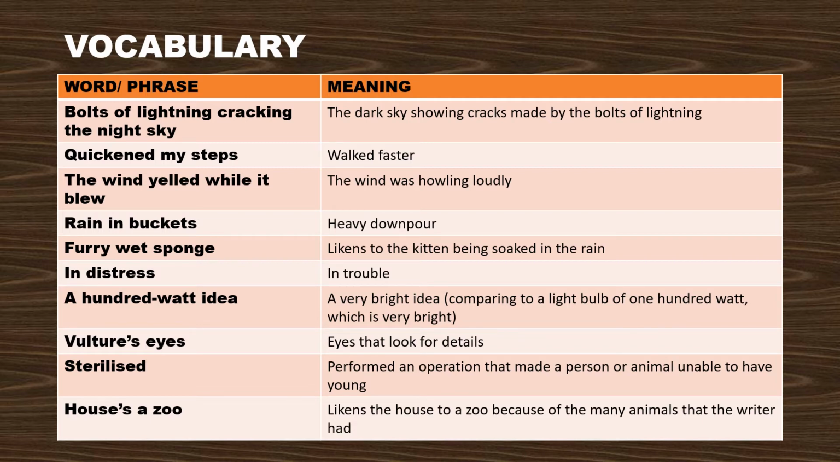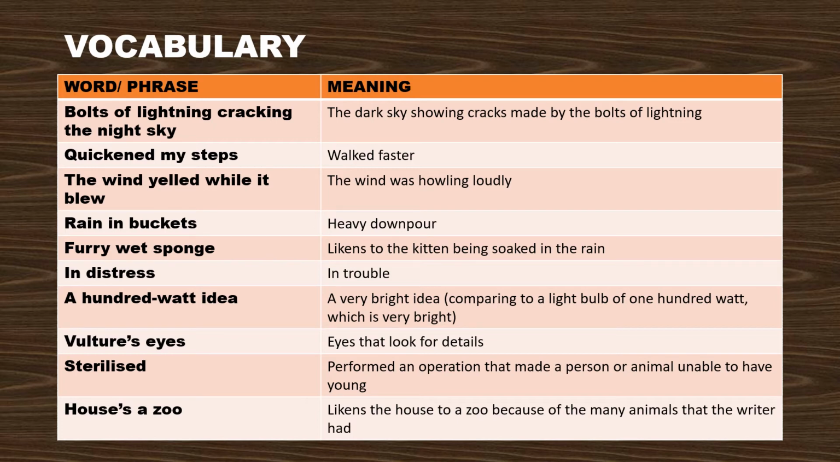So the third one, the wind yelled while it blew. The wind was howling loudly. Kind of scary when you hear that. And next, rain in buckets. That means heavy downpour or raining cats and dogs. The next one, furry wet sponge. So it refers to the kitten, likens to the kitten being soaked in the rain.